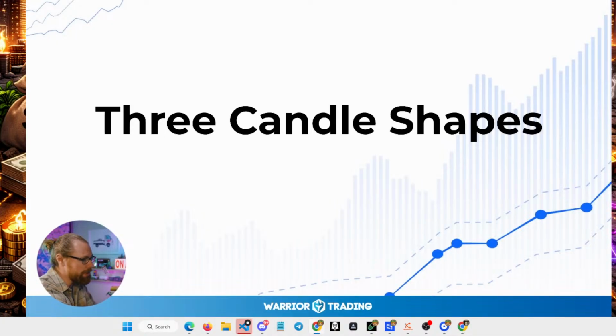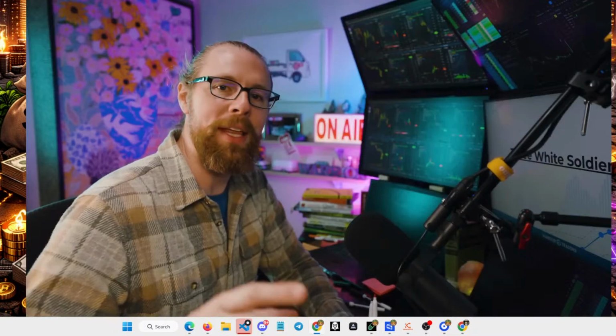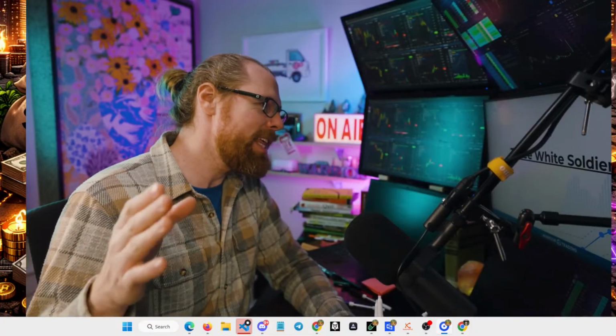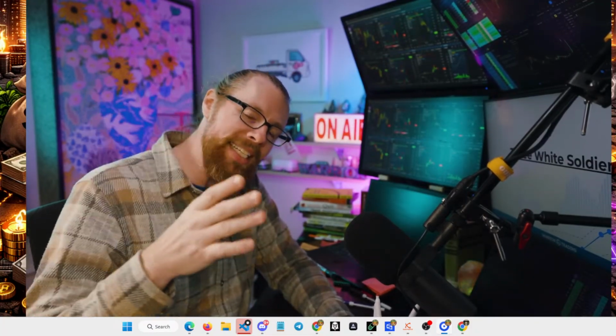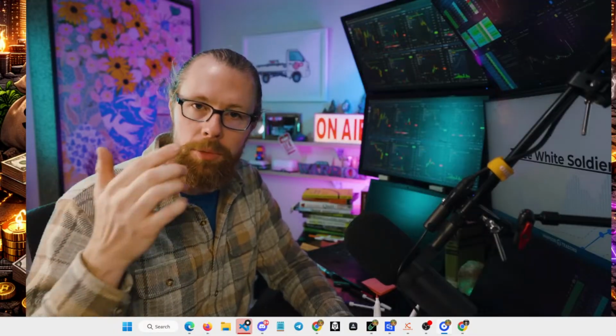So these are shapes created with a minimum of three candles. The first is called three white soldiers. Now, in the older days of candlestick charts, when people would print them out, but before they had color printers, they would be black or white. So green candles would just be white, and red candles would be filled gray and would print black.